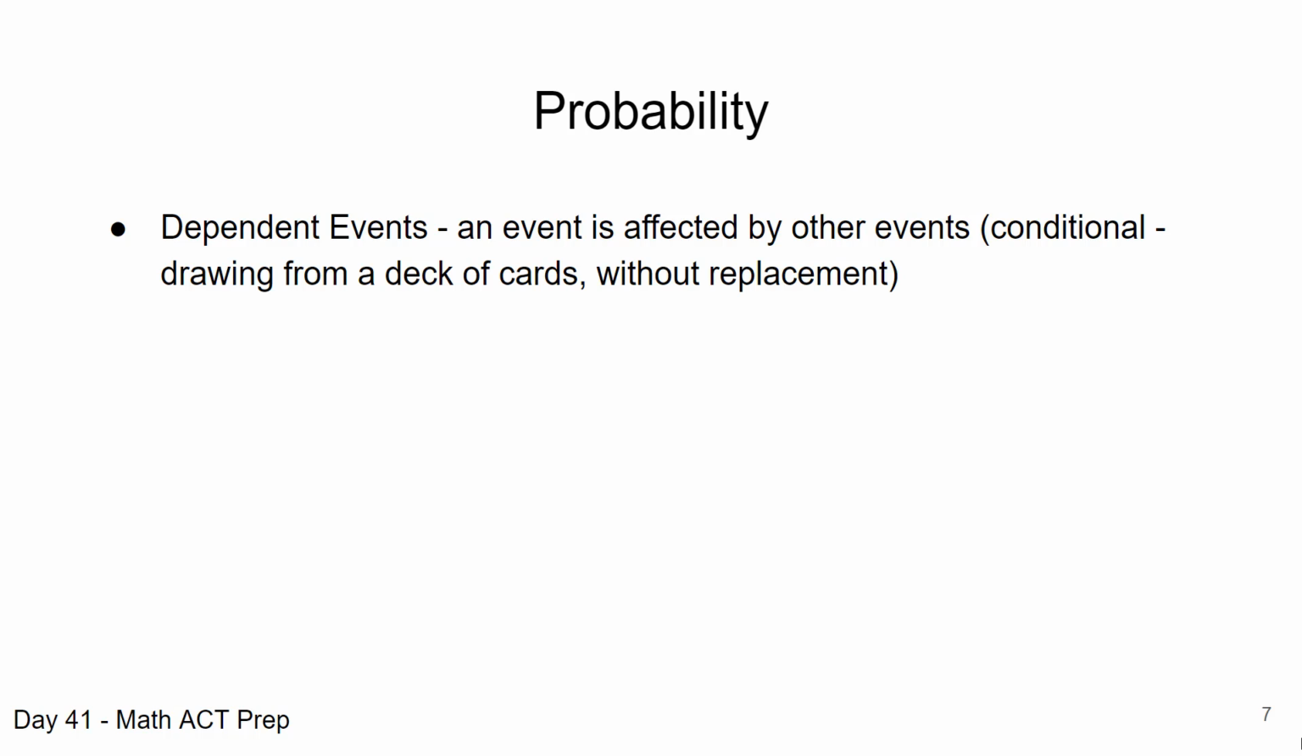We could also have dependent events. If independent events are where an event is not affected by any other event, a dependent event is where you're going to have an event that is affected by other events. And we usually call this conditional probability. You can think about this as drawing from a deck of cards without replacement. Our sample size is changing. It's going to decrease. If we don't put a card back after we draw one, that's a dependent event.